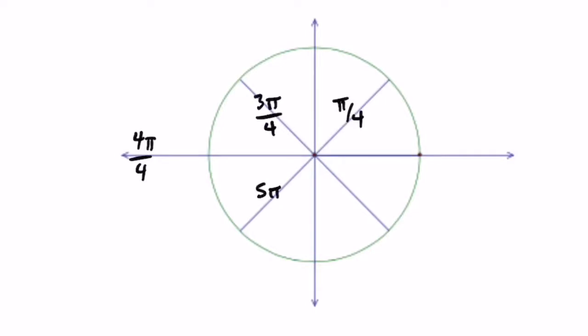1 past it is 5 pi over 4. 2 pi is 8 pi over 4. 1 back is 7 pi over 4.